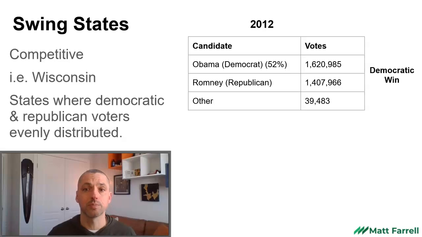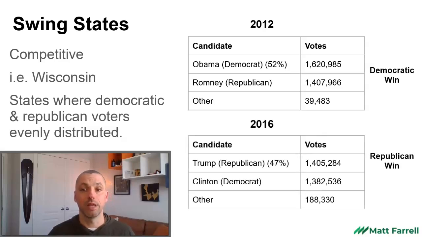In the 2012 election, Barack Obama won the state of Wisconsin with 1.6 million votes, 52% of the vote. However, in the subsequent election, the Republicans won that. And so this is a state that could go back and forth depending on different things. For example, turnout. Notice the Republican vote tally. Donald Trump won the state in 2016 with 1.4 million votes. Mitt Romney lost the state even though he got slightly more votes. So that just gives you an idea of how differential turnout can have an impact.